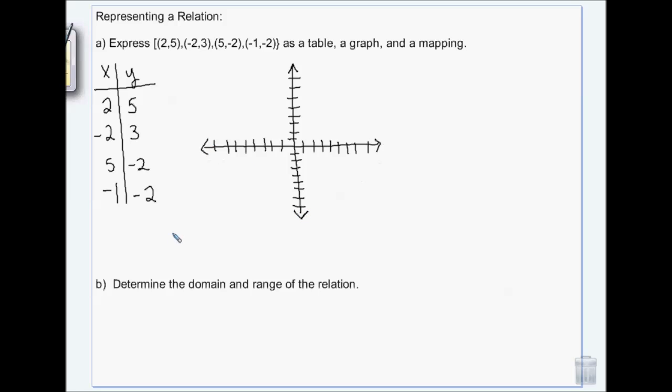Make your coordinate plane. (2, 5), so x is 2, y is 5. And (-2, 3), (5, -2), and (-1, -2). So that's the graph.